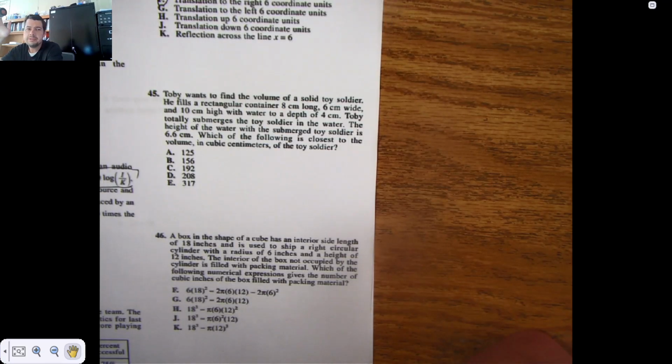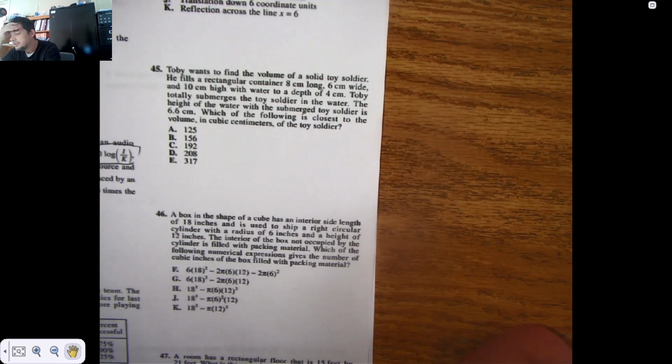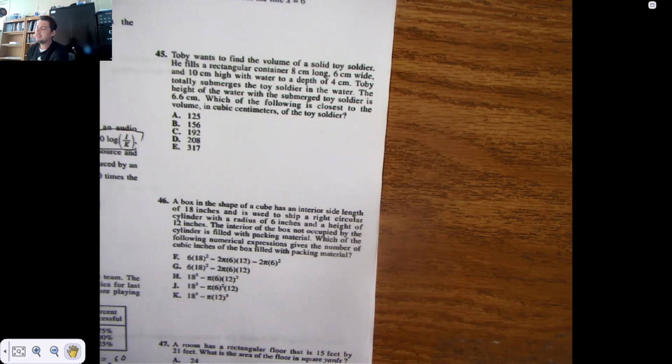3/4 of the population will miss it. It's such an easy problem. Toby wants to find the volume of a solid toy container. He fills a rectangular container, 8 centimeters long, 6 centimeters wide, and 10 centimeters high, with water to a depth of 4 centimeters. This is called displacement, by the way.